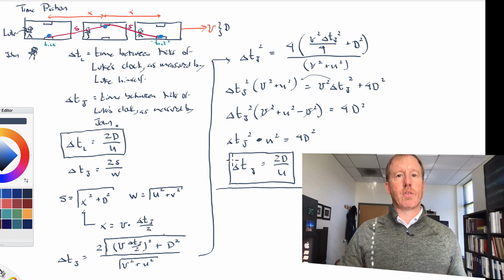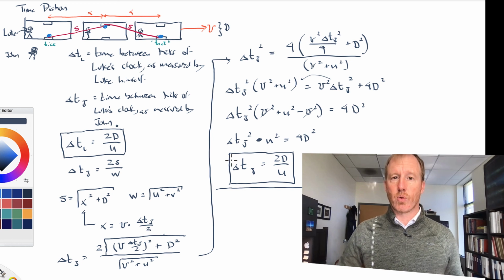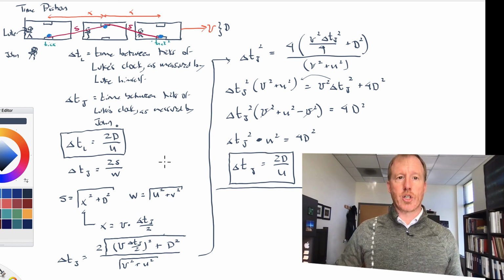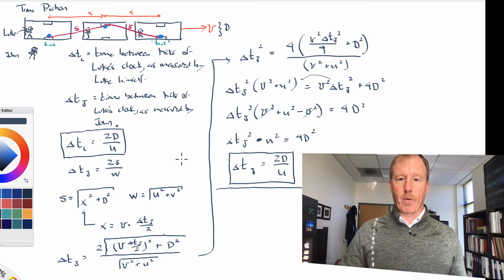Why? Because light moves at a speed c with respect to any observer, regardless of the motion of the source of light compared to that observer. So we're not going to have a situation where we can add the speed of the ship to the speed of the light. And that's going to give us a very different outcome. So we'll pause there and come back to that next time.